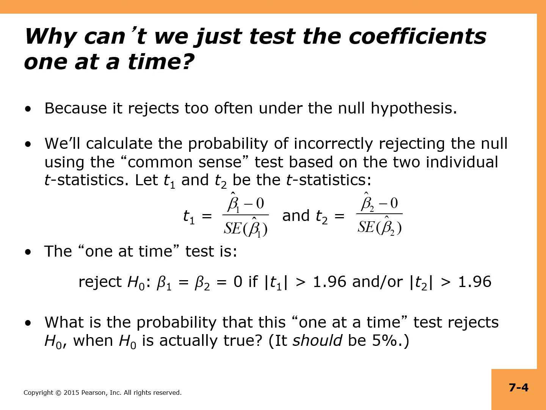If we are doing hypothesis testing one at a time, then what we need to do is calculate t statistics for each of the coefficients. We have this formula, which we are familiar with, for calculating t statistics. With the one-at-a-time approach, we'll reject the null if either of these t statistics, or both of them, in absolute value are greater than 1.96, which is our 5% significance level critical value.